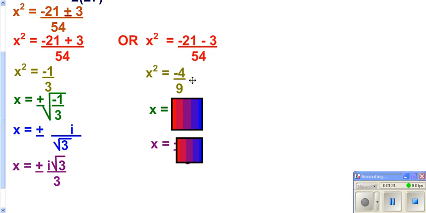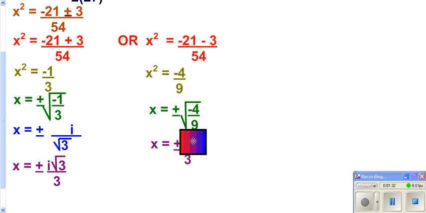Over here, same idea. Take the square root of the top, square root of the bottom. Square root of the bottom you know is your 3. Square root of the top is a 2i. And so you have two answers here in purple, two answers here in purple. Remember, in taking the square root of a negative, you have an i. Square root of your 4 is your 2.